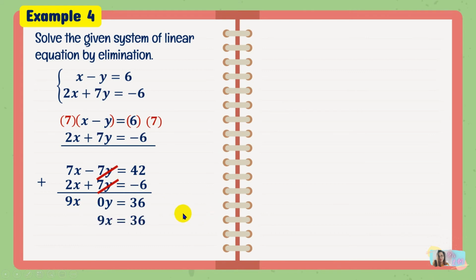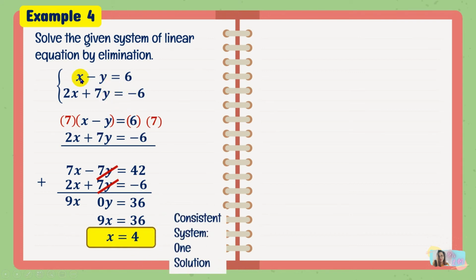Matitira na lang po ay 9x and 36. Divide both sides by 9. Magkakaroon tayo ng x is equals to 4. So, dahil may value tayo ng x, ang atin pong system ay consistent system. Meron lang siyang one solution. And our x value or our x coordinate is positive 4. How about our y coordinate or y value? Paano nga ba natin mahahanap yon? We have to substitute x to any of these two linear equation para mahanap si y.